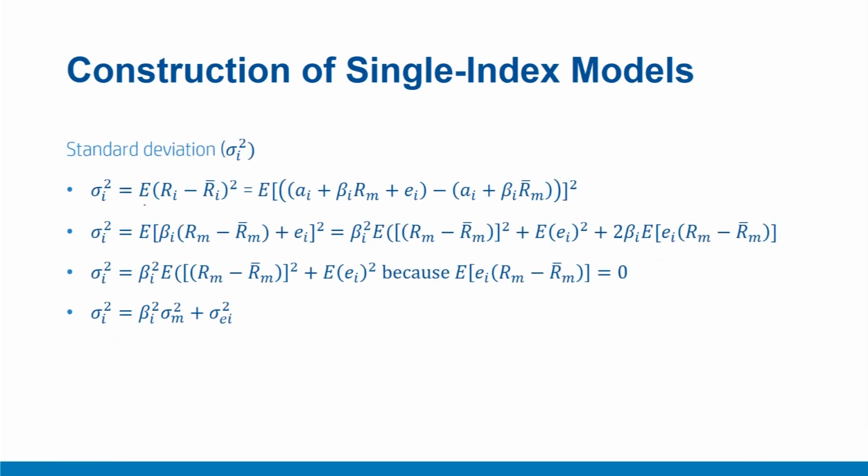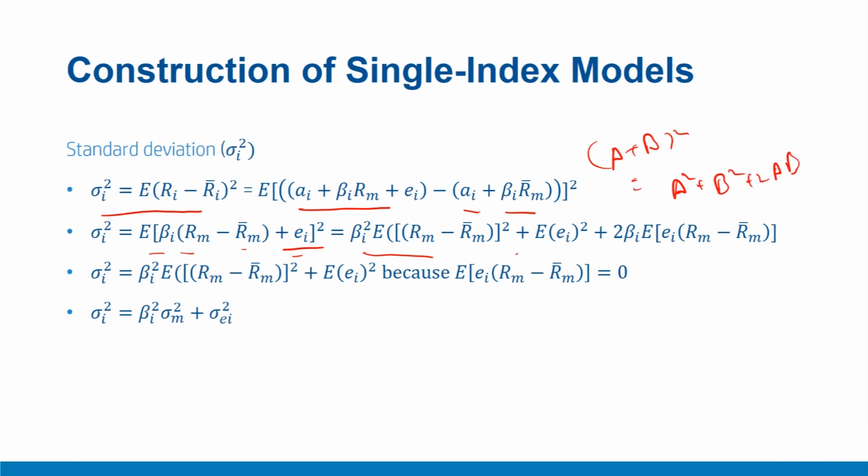Coming to standard deviation of return, it can be easily given by this formula. Sigma i square equals expectations of Ri minus Ri bar raised to the power 2. Now we can expand the return definition here, which is alpha i plus beta i times Rm plus Ei, and Ri bar we already know is alpha i plus beta i times Rm bar. Simplifying this expression, we get expectations of beta i times Rm minus Rm bar plus Ei, raised to the power 2. This can be expanded in the form of a plus b whole to the power 2 equals a square plus b square plus 2ab.